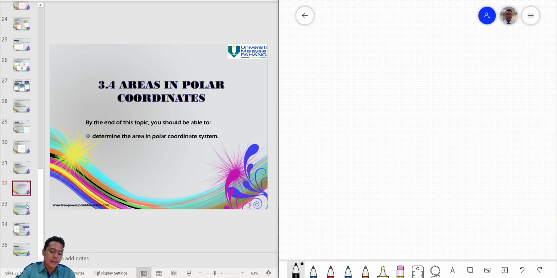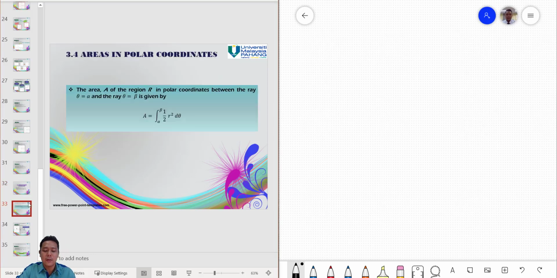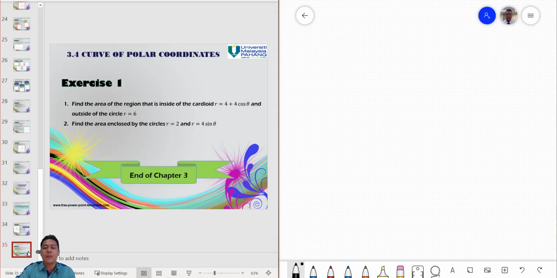From the previous video, we already know that the area covered by the polar curves is given by half the integration from alpha to beta of r squared d theta. So for today, we try to cover the area enclosed within two regions. For example, in this exercise 1, we have two examples. We will try to solve both of them.